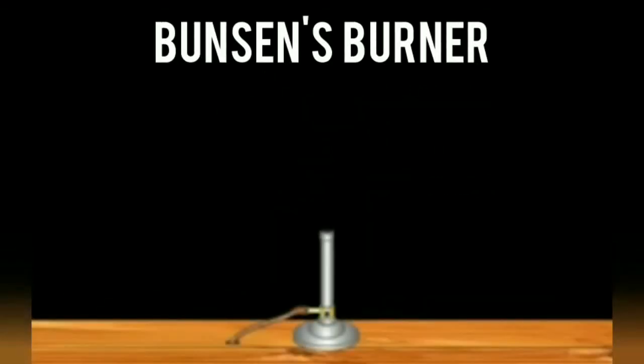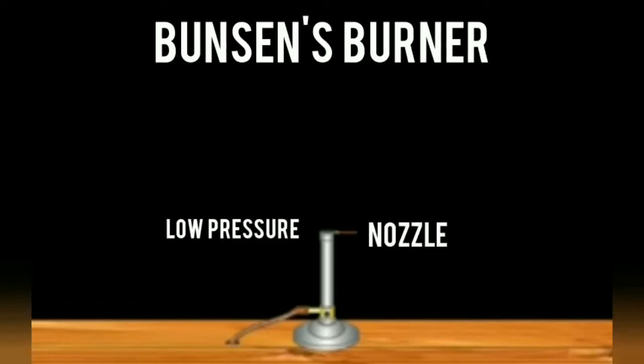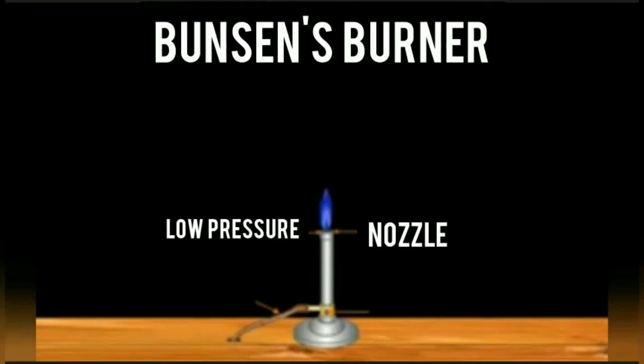Now let us consider the case of a Bunsen's burner. In a Bunsen's burner, the gas escapes through the fine nozzle with an extremely high velocity. It results in lowering of the pressure in the neighborhood of the nozzle. Thus, due to the decrease in the pressure inside the burner, the atmospheric air enters through the holes. This air and gas mixture rising up produces a flame when ignited.